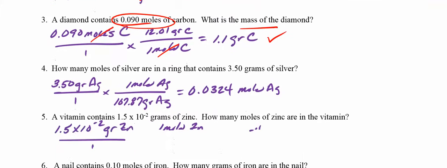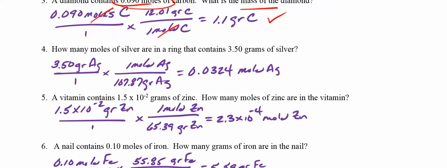Let's look at number 4. How many moles of silver are in a ring that contains 3.5 grams of silver? Circle what I've been given, underline what I'm looking for. I'm looking for moles of silver this time. What I've circled tells me where to start. What I've underlined tells me where to end. So I've got 3.5 grams of silver. I'll put that number over 1. Whatever unit's in the upper left-hand corner goes in the lower right-hand corner. We've got grams of silver there.